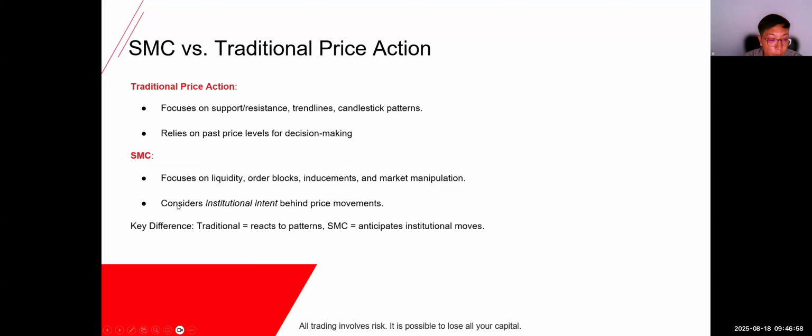It is also considered as an institutional intent behind price movement. Institutional intent meaning it is caused by big players. They already know that price will come towards that order block, and then they will have a lot of buyers buying at that order block. So the main key difference is that traditional reacts to patterns more often, while SMC anticipates institutional movement.